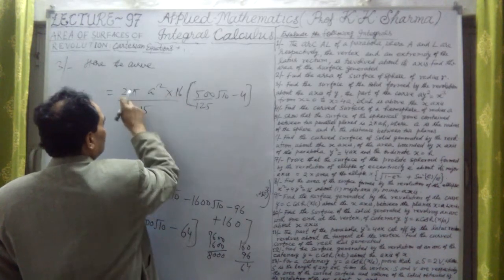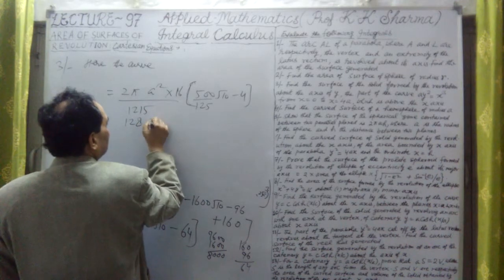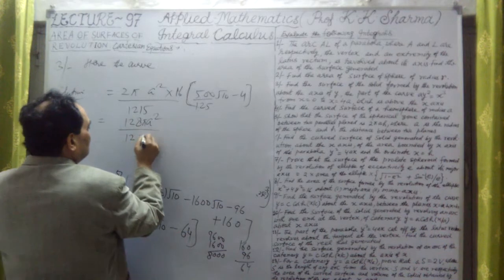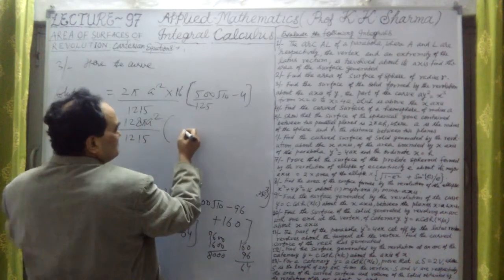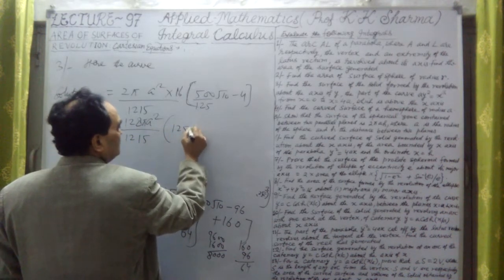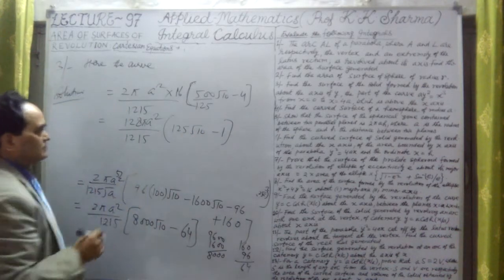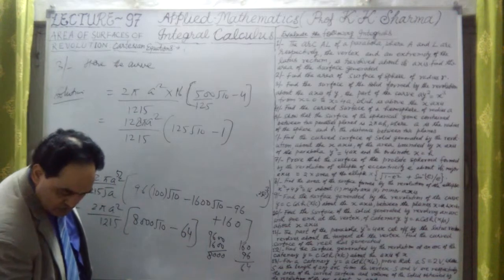So 64 into 2 is 128 pi a square divided by 1215, then in the bracket it is 125 under root 10 minus 1. This is the final value. Okay, this is the final answer.